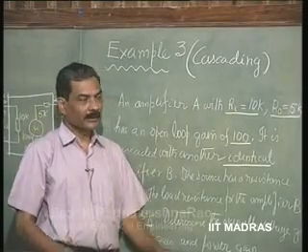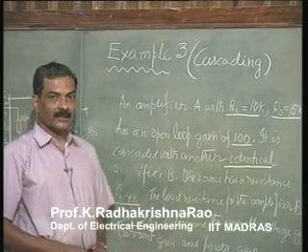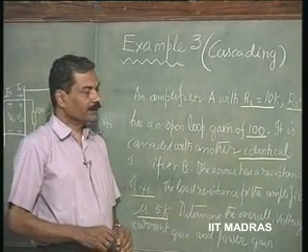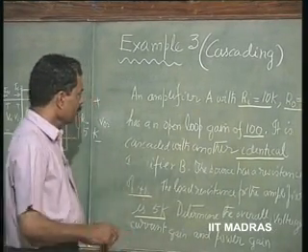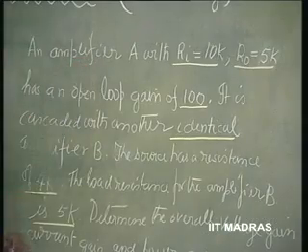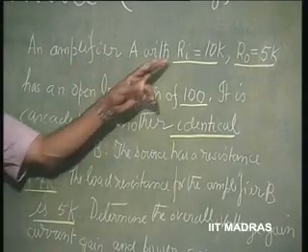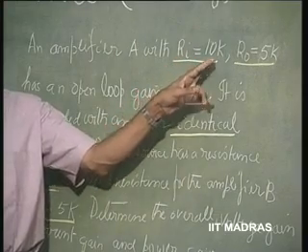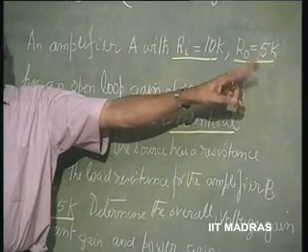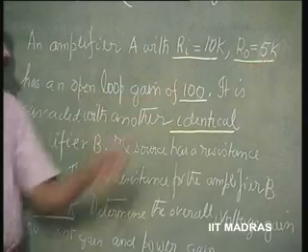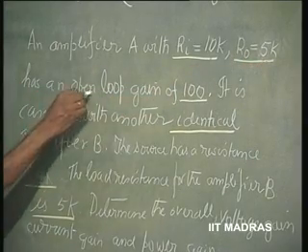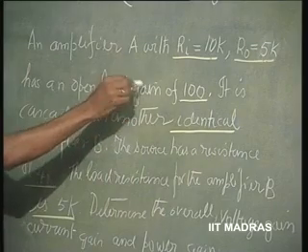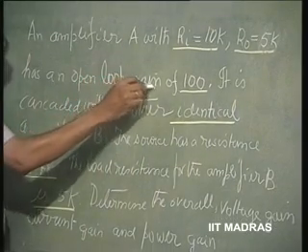In the last class, we were discussing cascading of amplifiers. Let us now take an example so as to illustrate the effect of cascading. An amplifier A with Ri, the input resistance, equal to 10 kilo ohm, and R naught, the output resistance, equal to 5 kilo ohm, has an open loop gain, that is, with the output load open, of 100.